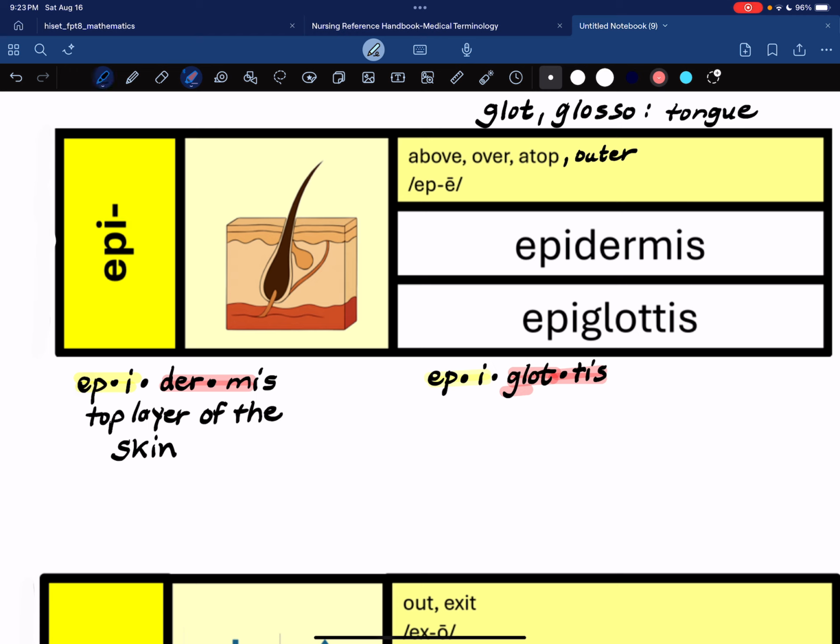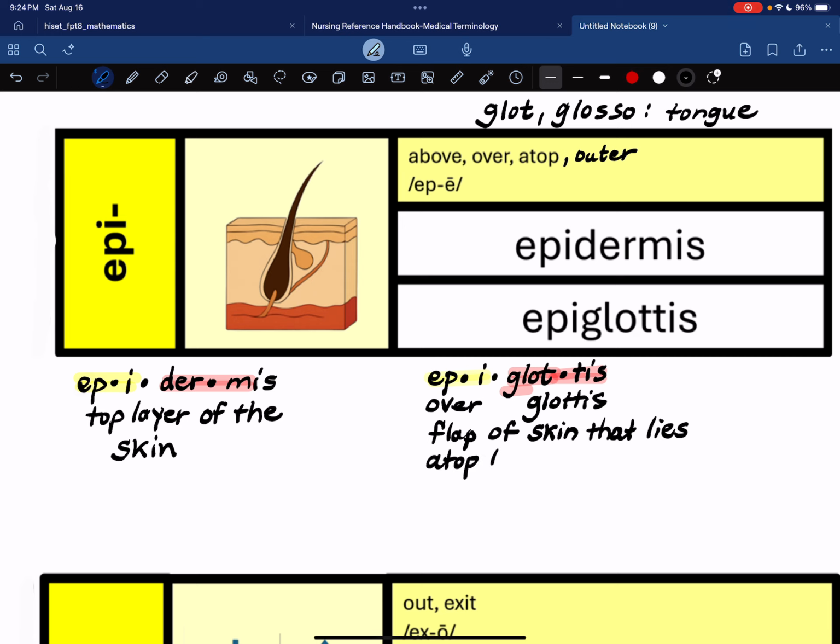And the epiglottis is a little flap of skin. Glottis is actually a spot in the body between the vocal cords. So epiglottis is a little flap of skin. It's sort of roundish or more ovalish, I guess. It kind of looks like a leaf shape. A flap of skin that lies atop the glottis.